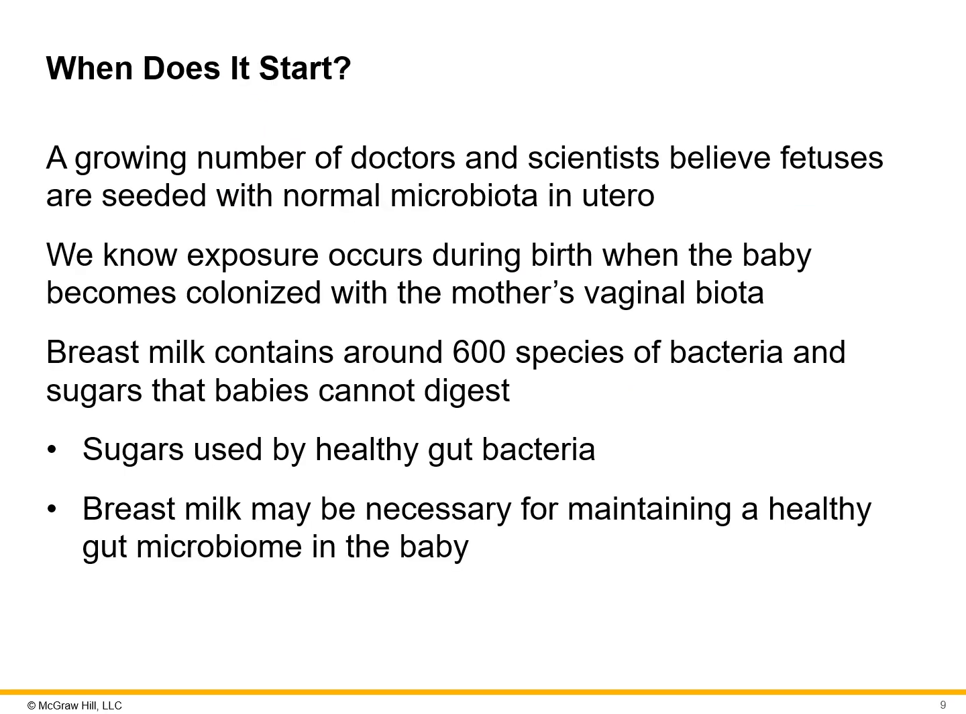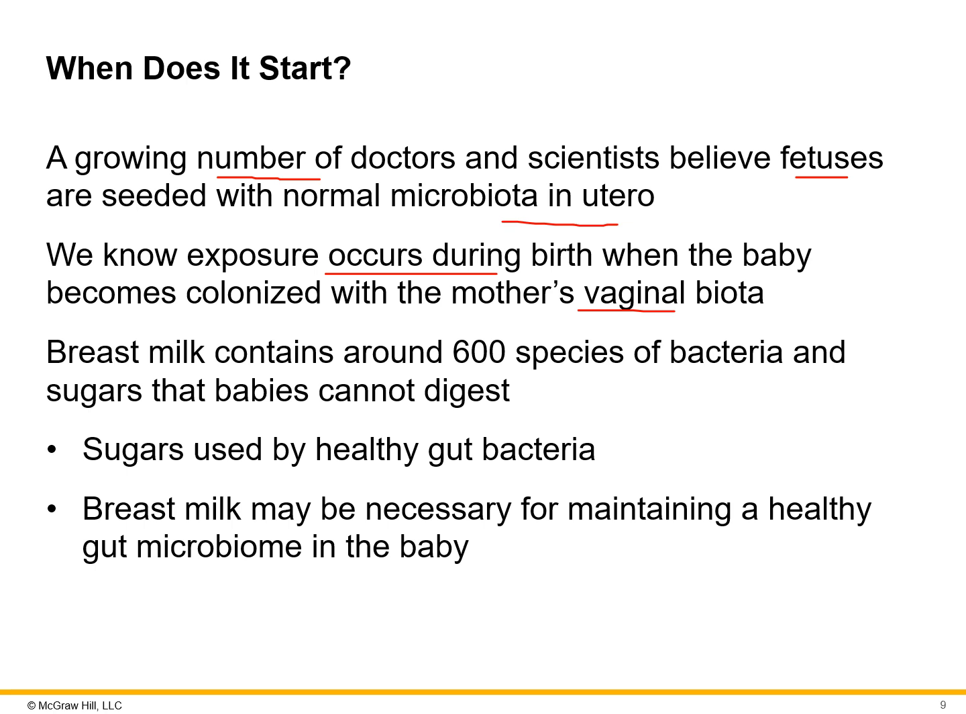So where does our normal biota start? There's a growing number of doctors and scientists that believe that the fetus, so actually still in the womb, is seeded in utero, so that they're exposed to different bacteria while they're still within the mom. And then after that, there's definitely exposure during birth, as they're coming through the vaginal tract during a natural delivery. There are a few studies about the difference between a cesarean delivery and a vaginal delivery, with the difference in the normal biota, because those with cesarean don't travel through, of course, the vagina. So then they have a different normal biota.